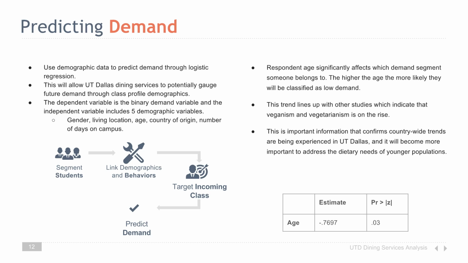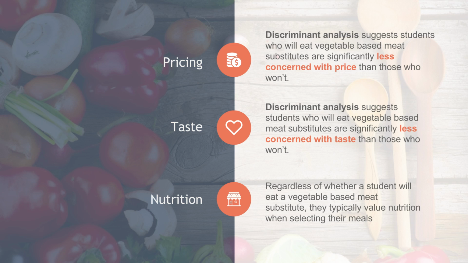And this trend kind of lines up with other studies which indicate that veganism and vegetarianism is on the rise. And this is important information because it confirms countrywide trends are being experienced in UT Dallas, and it will become more important year after year to address the dietary needs of younger populations.